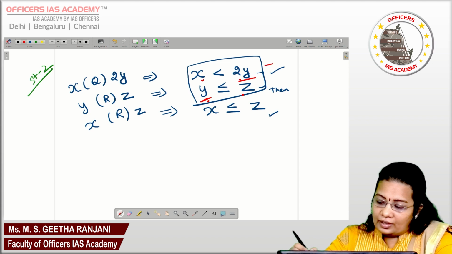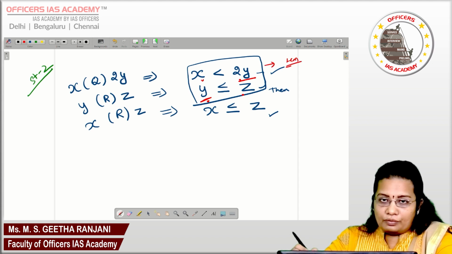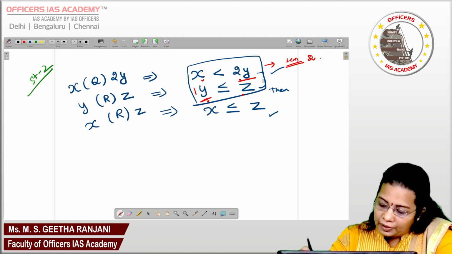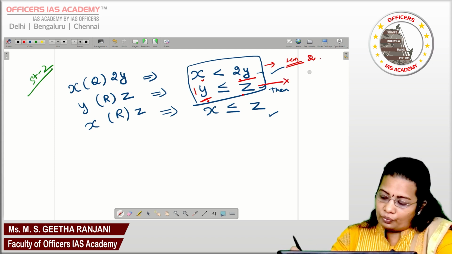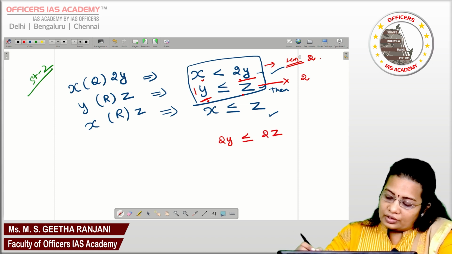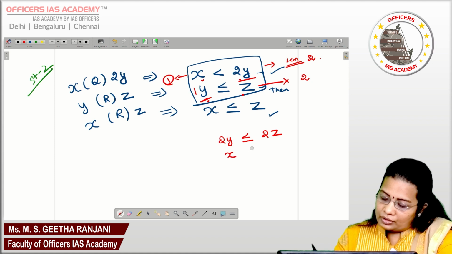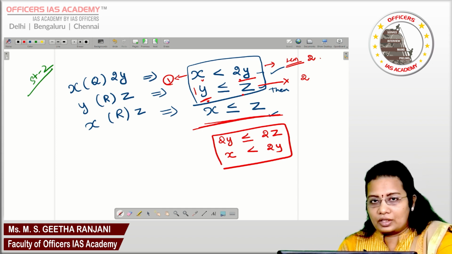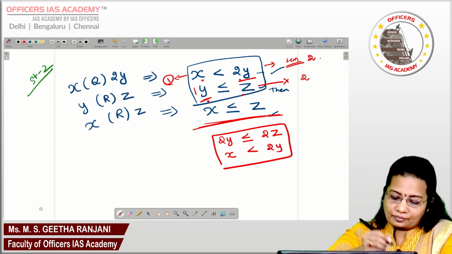So what is the idea? We want to take the LCM of the coefficient. Here 1 is there, here 2 is there. The LCM is 2. So simply I am multiplying the second expression with 2 so that I get 2y less or equal to 2z. Bringing the first equation. This is the first equation: x, which is greater than 2y. With the help of these two, I am going to evaluate this one. X is less or equal to z or not.